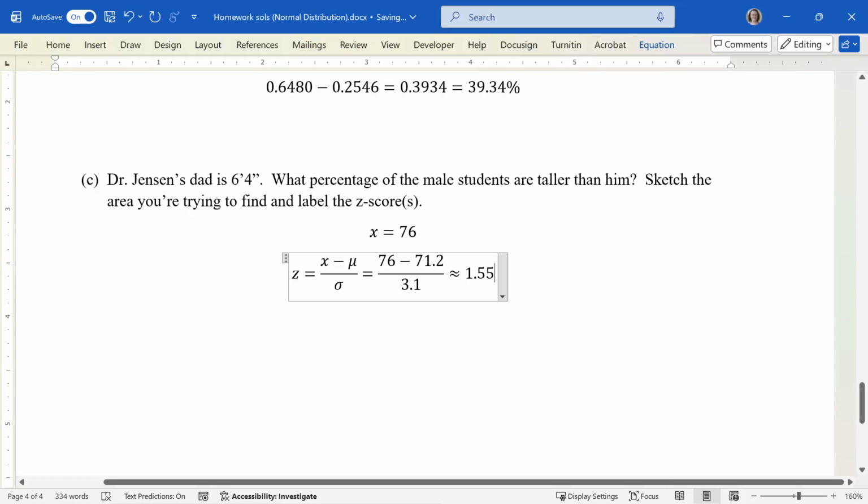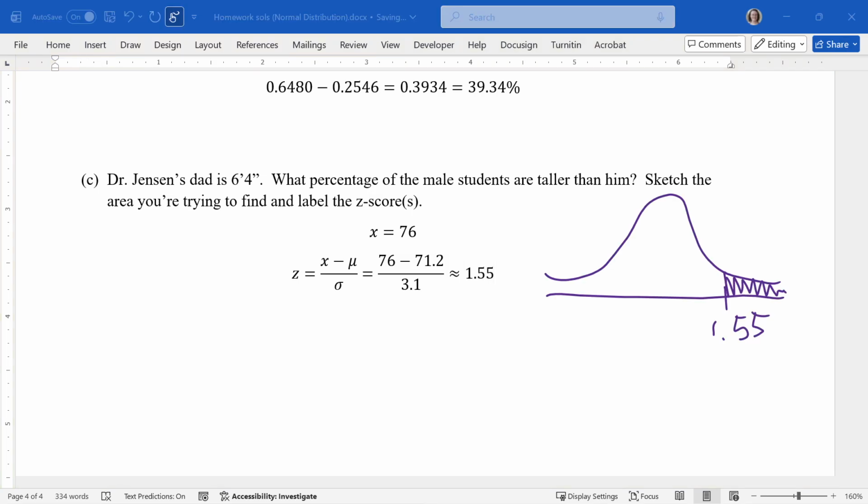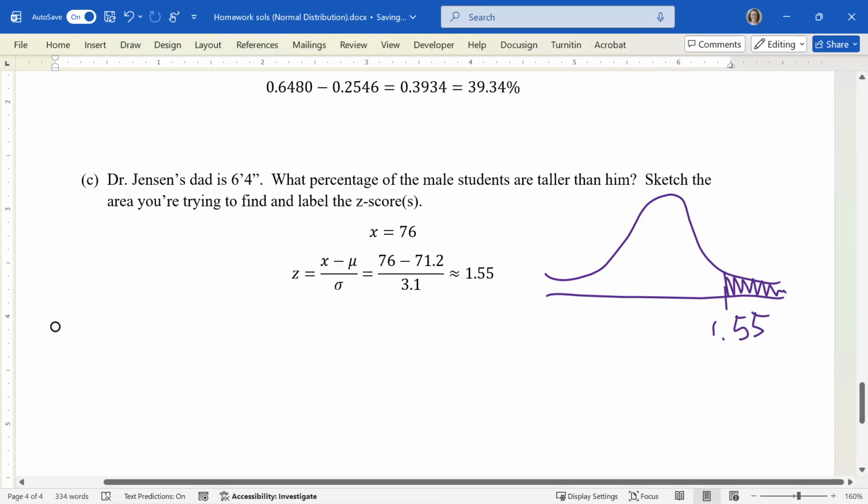1.55. And then for my sketch, which area am I actually trying to find? So I'm looking for male students taller than him. So taller would mean they would have a z-score that would be greater than this. So I'm looking for a right tail. Oh, that's weird. My thumb got shaky again.